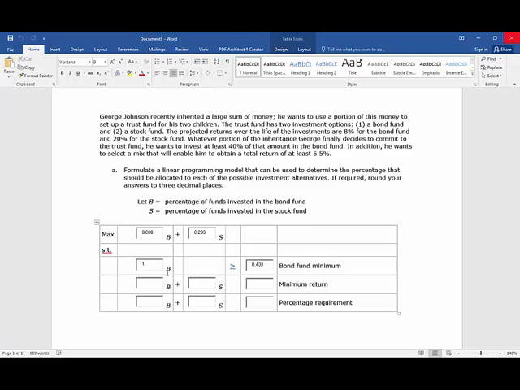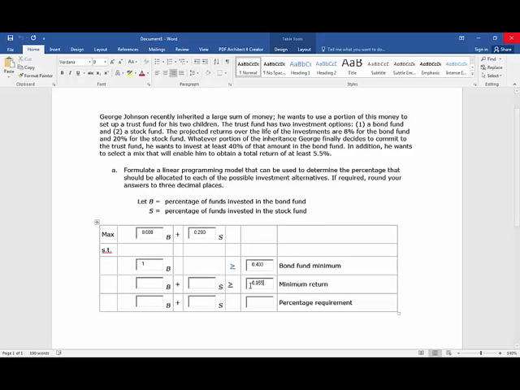Right? So if B happens to be 13%, well, obviously that's not good. It doesn't meet that requirement. So if it's 50%, so if B is 0.5, then 1 times 0.5, that's bigger than 0.4. The minimum return is probably a little bit easier. We know we want a minimum return, so we want greater than or equal to, and they want at least 5.5%, so it's 0.055.